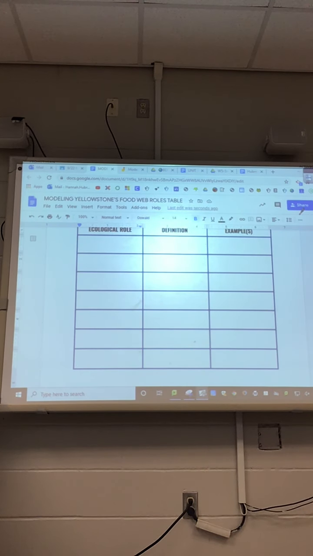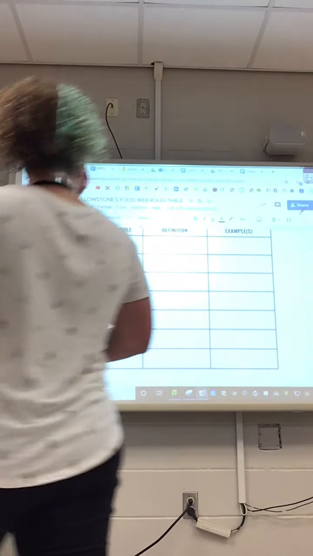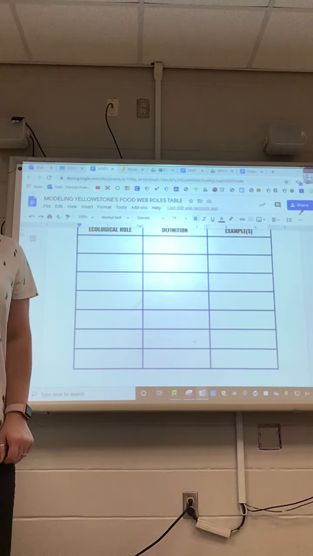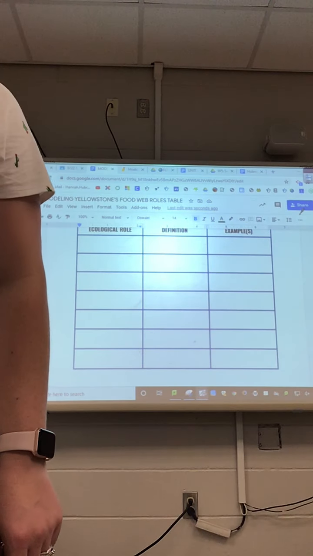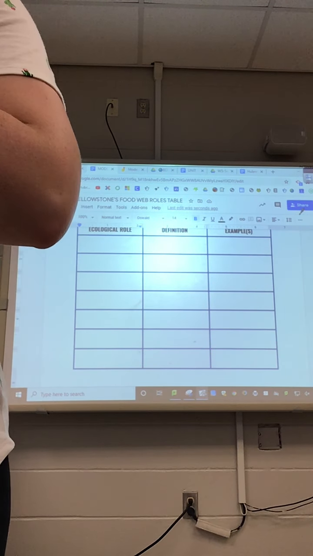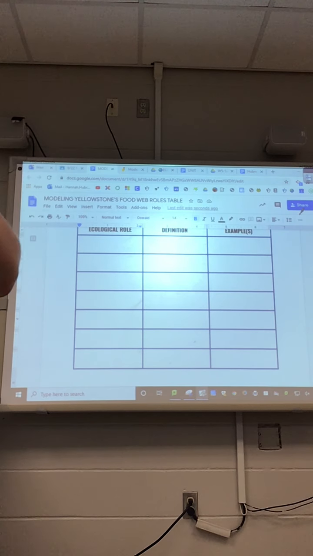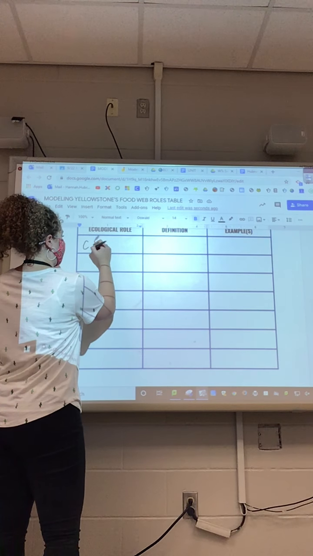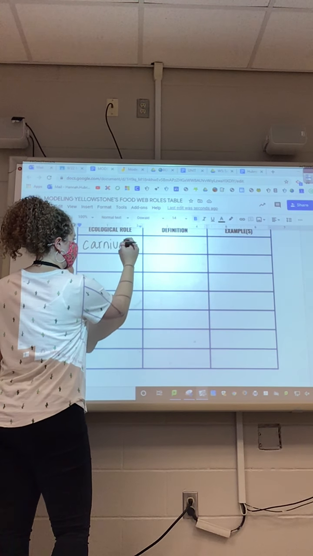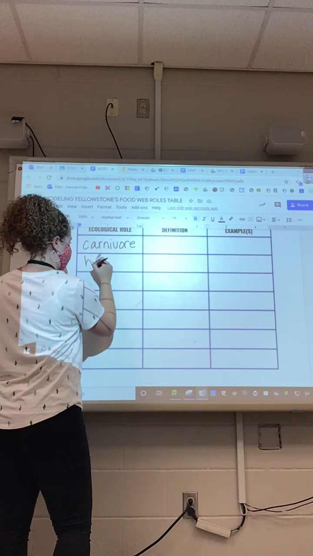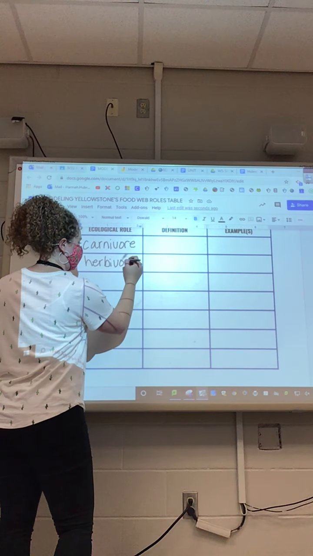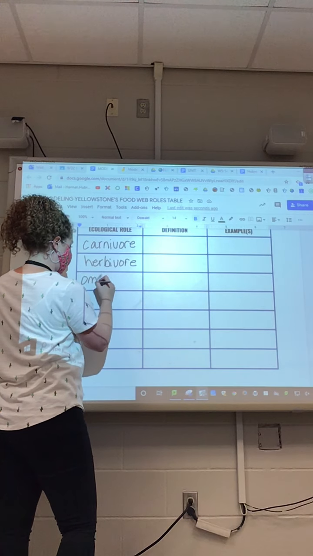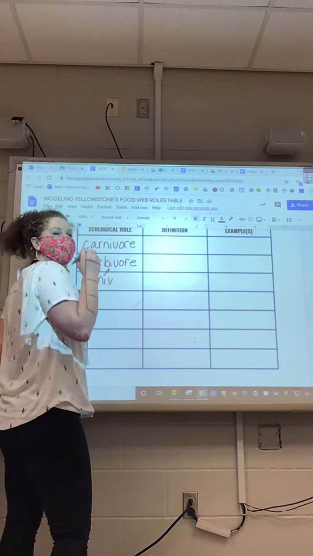That you read that have to do with what they eat. Their diet. It eats the wolves' leftovers. Oh, okay. Carnivore. Herbivore. An omnivore? Y'all saw that too? I don't know. It is on there.